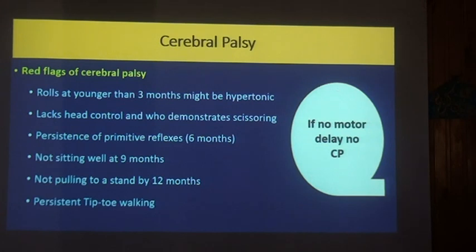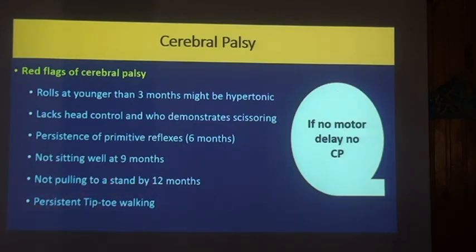Persistent primitive reflex. If you have a 6 month old who cannot open the fist, just contracting the hand like that, this can be an early sign of cerebral palsy, lack of opening the hand, because by 4 months they are able to open the hand and let go. Okay. Not sitting by 9 months, not pulling to stand by 12 months, persistent tiptoe walking.